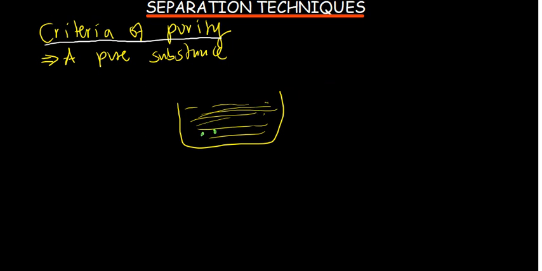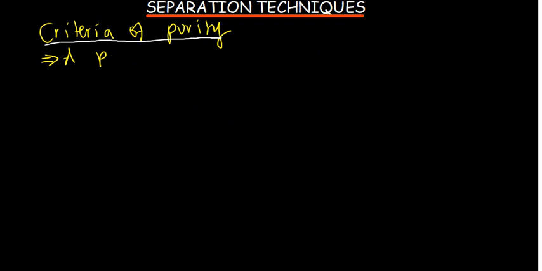Now, what do you look at when you are referring to a substance being pure? All right. So, what is the criteria of purity? The first thing that you are going to look at to understand if a substance is pure is the melting point. Apart from the melting point, another thing that you use as a criteria to identify if something is pure is the boiling point.